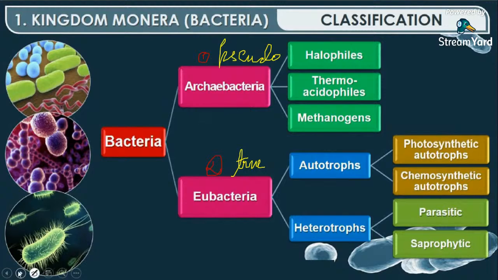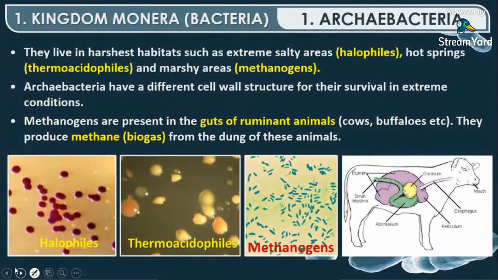So archibacteria, as we have discussed, can be classified into three: halophiles, thermoacidophiles, and methanogens. One important point about archibacteria is that they are the oldest living fossils. Very important previous year NEET question: oldest living fossil.